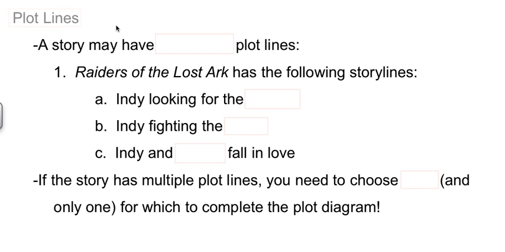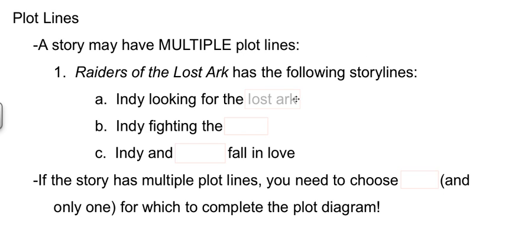Okay, plot lines. A story can have multiple plot lines. For a short story, usually there's only one plot line. For longer stories, there's 2, 3, 4, maybe even 5 or 6. For movies, there are usually several as well. So we're going to take a look at the movie, Raiders of the Lost Ark. If you haven't seen it, it's a fun movie. You might want to give it a shot. But it has at least 3 storylines.